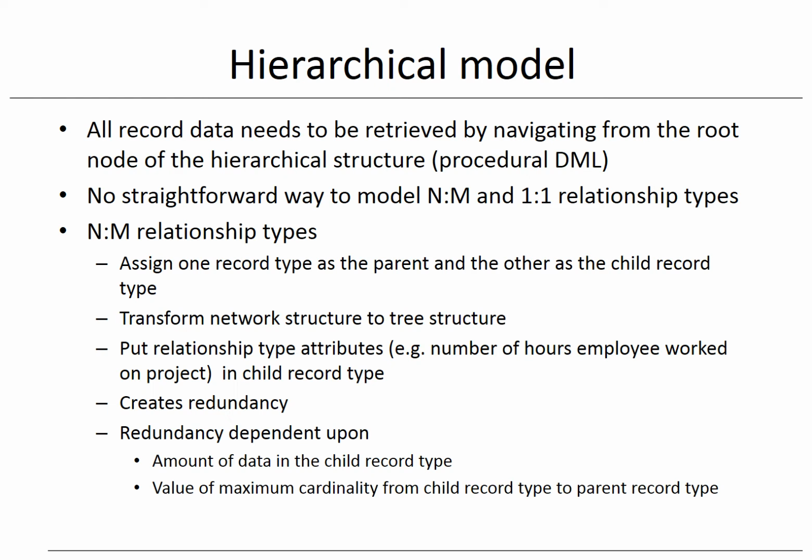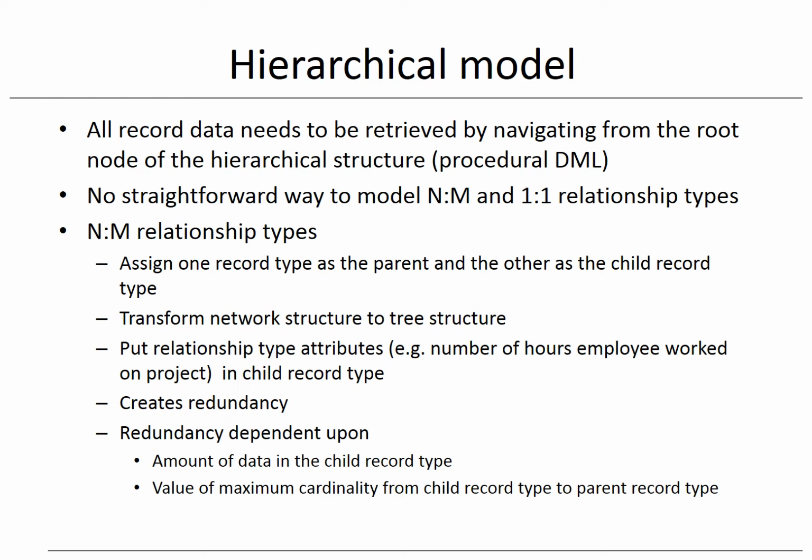To implement an n to m relationship type, we can assign one record type as the parent and the other as the child record type. In other words, we transform the network structure to a tree structure, which will obviously involve a loss of semantics. Any relationship type attributes, such as the number of hours an employee worked on a project, can be put in the child record type. This solution will create redundancy, which is dependent upon both the amount of data in the child record type and the value of the maximum cardinality from the child record type to the parent record type.